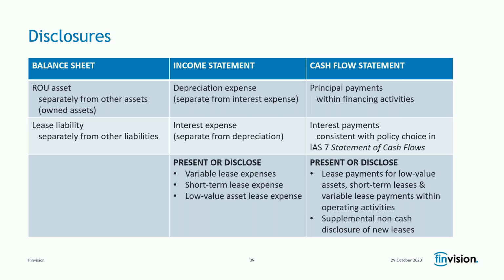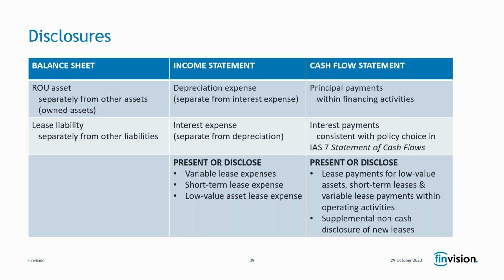With respect to the cash flow statement, the principal payment should be included within the financing activities, and the interest payments should be presented consistently with the policy choice that you have chosen in IAS 7 with respect to other interest payments. You present or disclose lease payments for low-value assets, short-term leases, and the variable lease payments within operating activities, but in fact, that is often already included in, for instance, the net result where you start from. And the supplemental non-cash disclosures of new leases should also be disclosed.